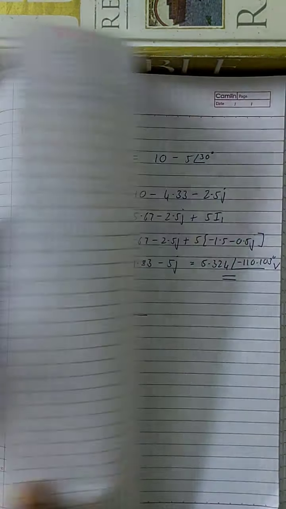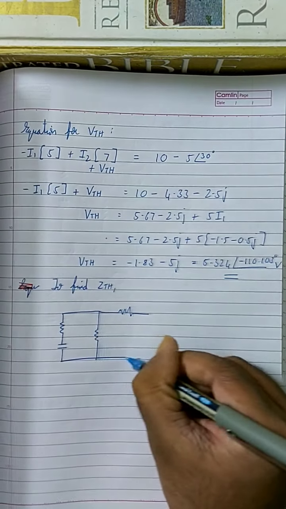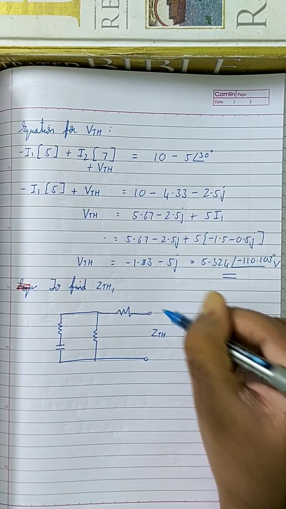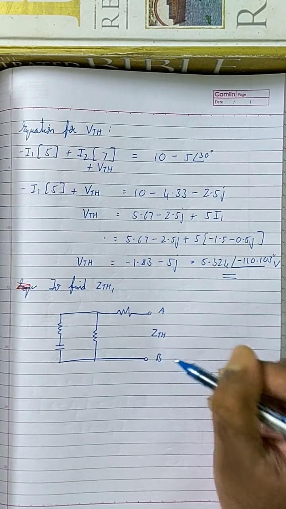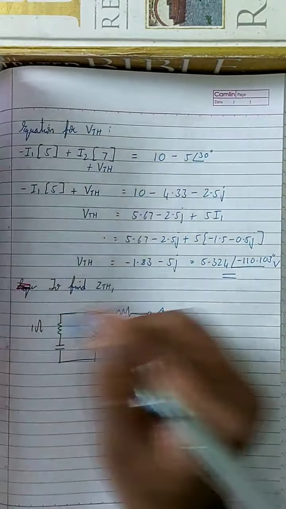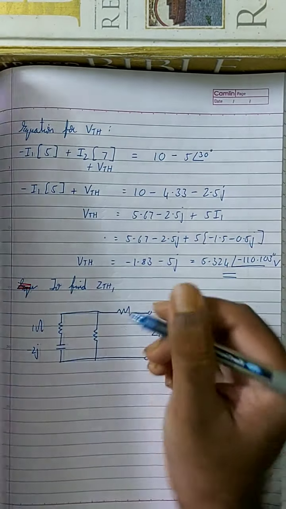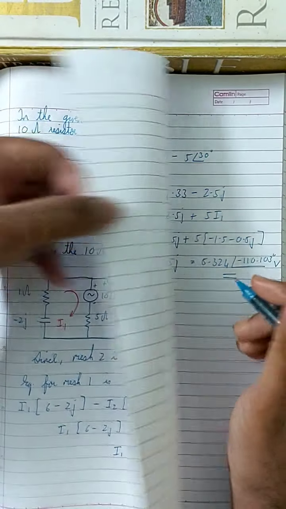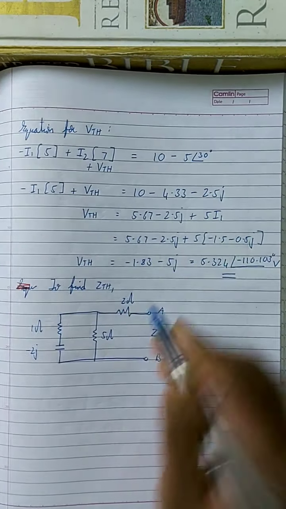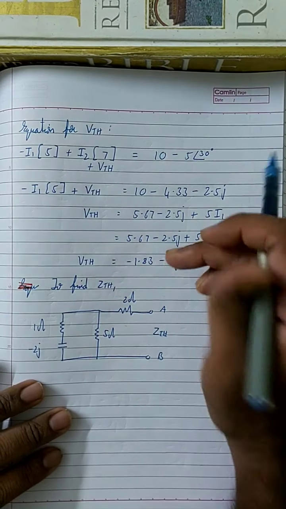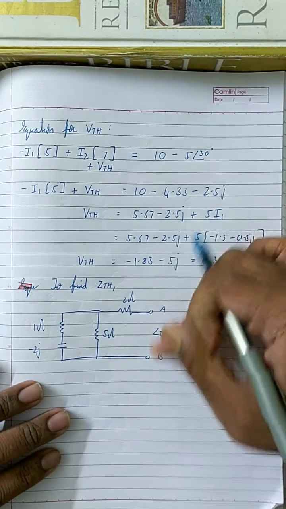So which means find the ZTH over here. This is 1 ohm, this is minus 2j, this is 5 ohm, and this is 2 ohm. Okay, so now I'm going to find the equivalent impedance, the impedance between A and B.